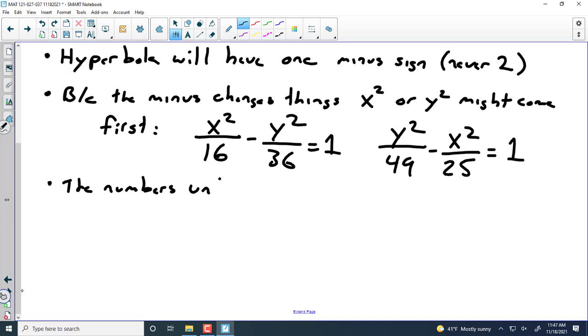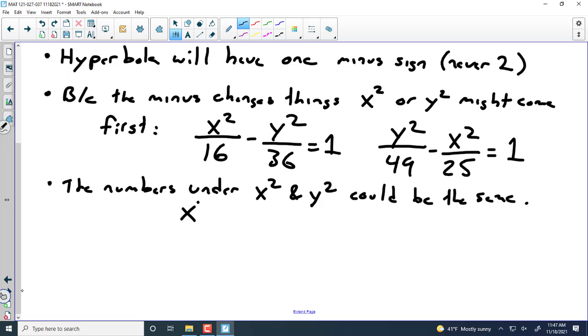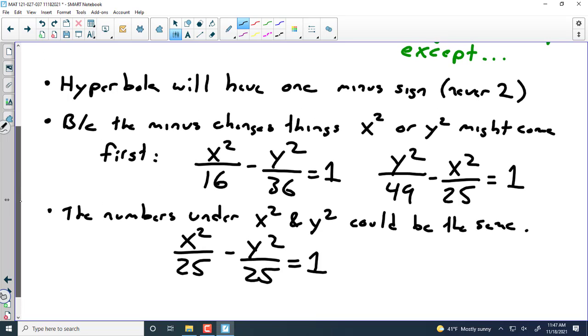The numbers under x squared and y squared could be the same. Because it's the minus sign now, it's not going to be a circle if they're the same. It's just going to be a different looking hyperbola. So the numbers underneath x squared and y squared could match exactly, and it's still a hyperbola. So those are our big differences. You need that minus sign. You need the 1 on the other side, and the numbers could match.